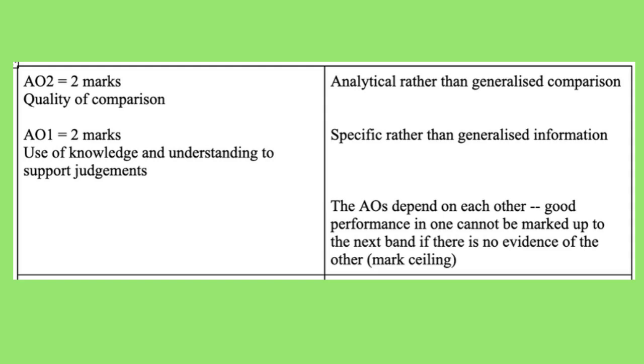It's also important to note that the AOs depend on each other. That means that no matter how well you perform in one of them, if you haven't included any of the other, then unfortunately you hit what's called a mark ceiling, which means that you can't actually progress into the top band. That's why it's really important that you're analytical, but you're bringing in evidence at the same time.